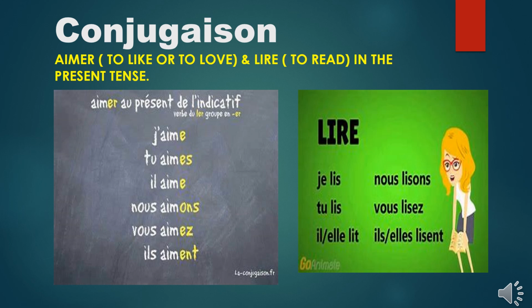So here you will join the s of nous with the a of aimons, and it becomes nous aimons. There's no way you'll say anything else. You always say nous aimons. Just like you will do it with vous. You will say vous aimez, vous aimez.